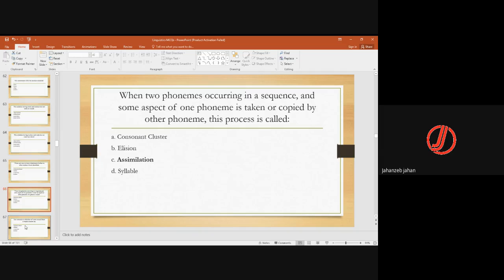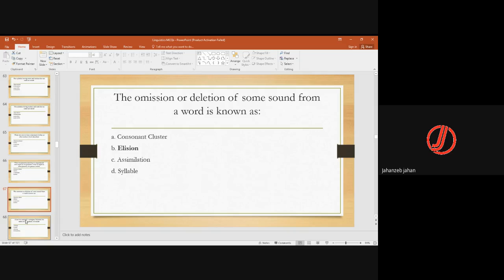When two phonemes occur in a sequence and some aspect of one phoneme is taken or copied by the other phoneme, the process is called assimilation. Like the word blood bank: it is not said as blood bank with a d, the d sound changes to a b sound, blood bank. So this is the process of assimilation. Similarly, good boy, good girl, which is not said with a d.